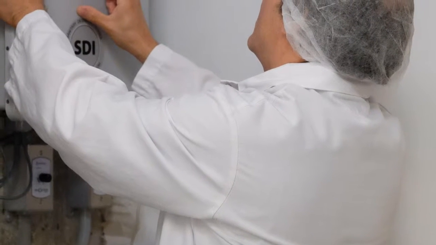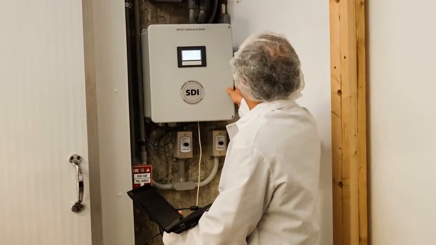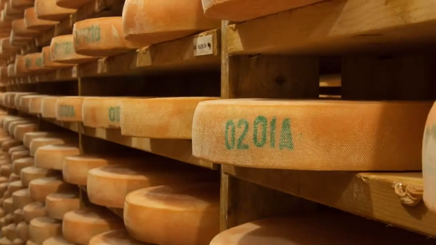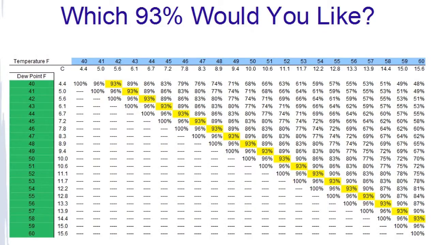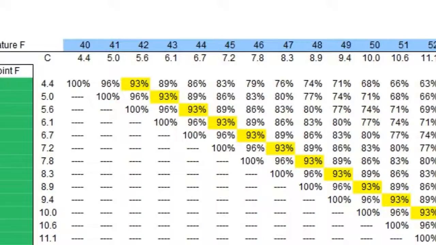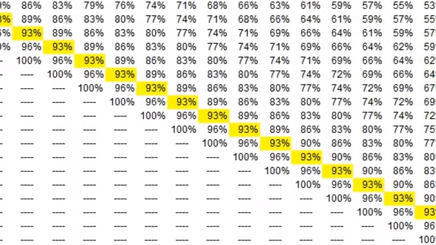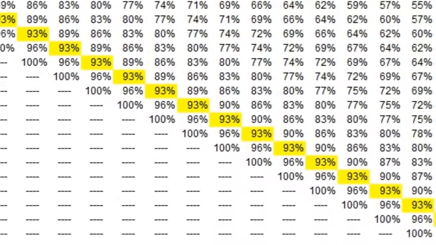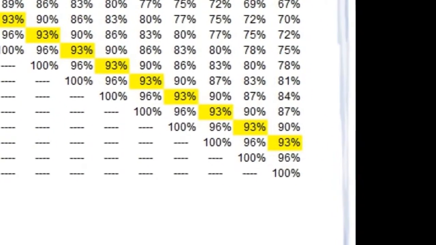Today I'd like to talk about using the dew point chart. Very often I'm asked by someone they'd like to keep their aging room at 93% relative humidity. And I will then ask them which 93% relative humidity, since relative humidity is all relative. It depends on the temperature. You can have 93% relative humidity when it's 90 degrees, or you can have 93% relative humidity when it's 40 degrees. So it's all relative.